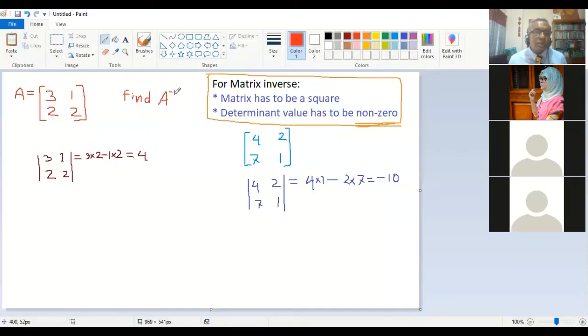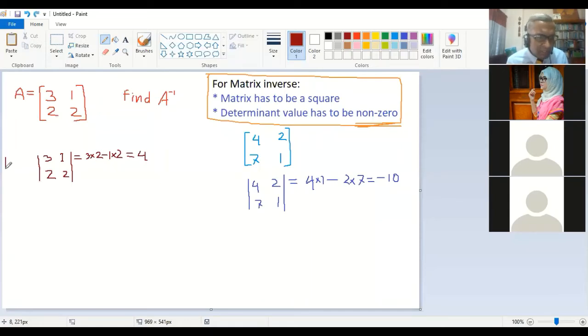This is called the inverse of the matrix A. So we want to find A inverse. So we will start the calculation. At first, we will find out the determinant of A.